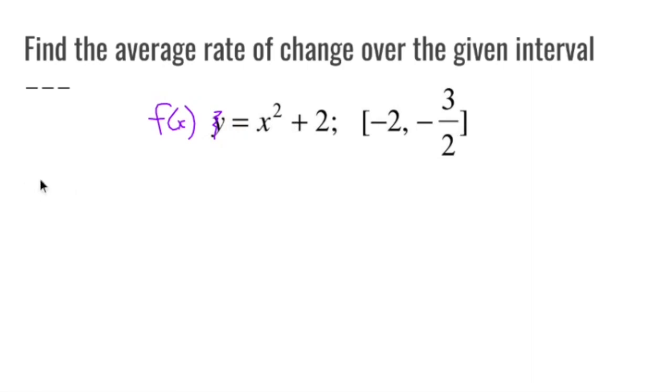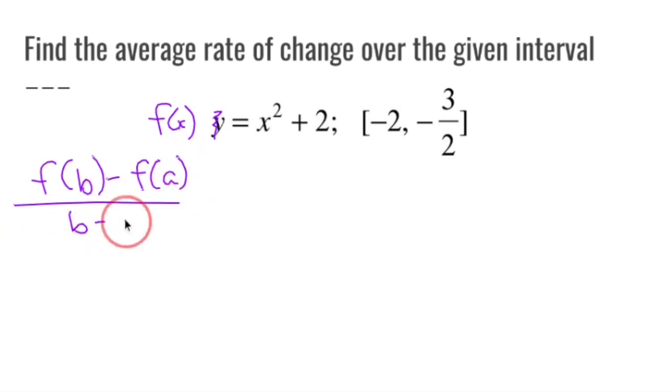The average rate of change is the same thing as f of b minus f of a over b minus a, if b and a are the endpoints of your interval. And you might look at that and say, well, that's a lot like slope. Yes, it is, because rate of change is slope. So what I have to do before I even start this is I need to find out what f of b, or f of negative 3/2 is, and what f of a is.